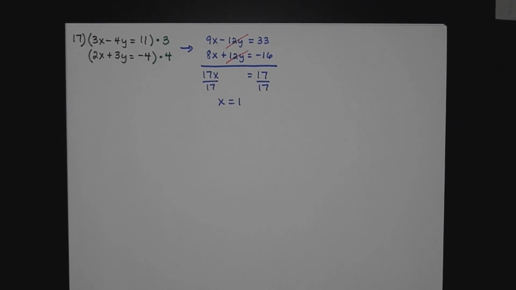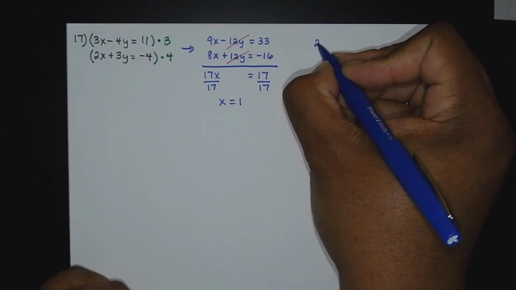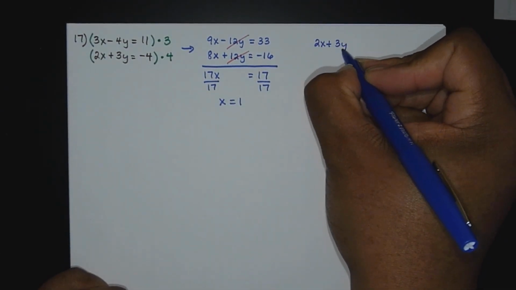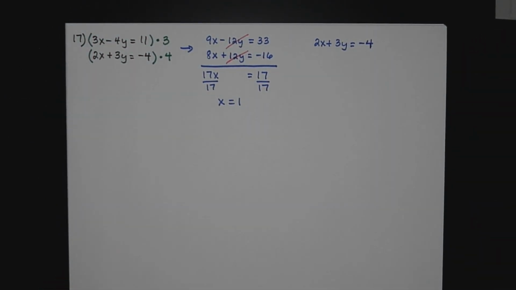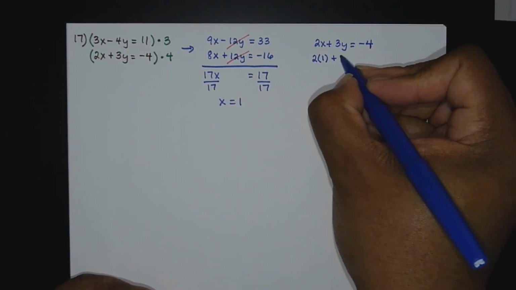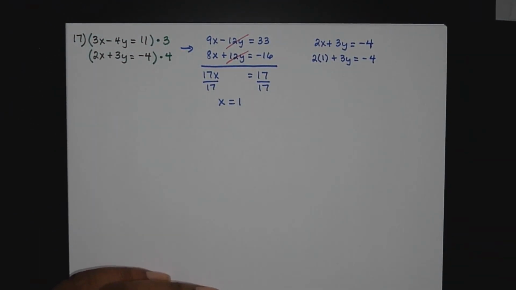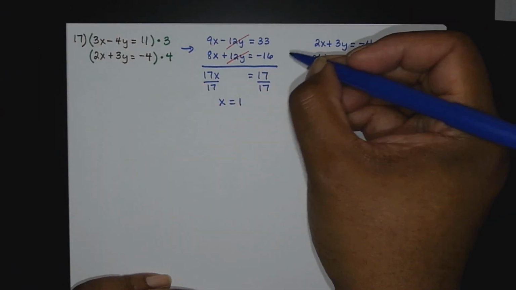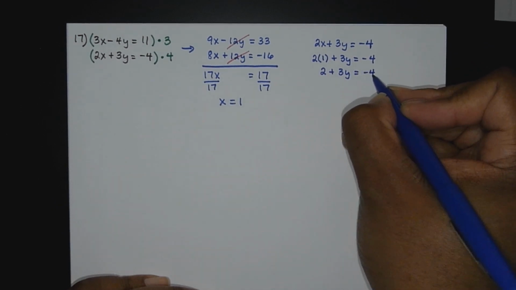But that's half of it. Now we need to find out what y is. We could use either the first equation or the second equation and substitute the x with 1. So let's see, if I use that second equation of 2x plus 3y equals negative 4, and then replace the x with 1. So it'll be 2 times x, which is 1, plus 3y is equal to negative 4. So here 2 times 1 will be 2, plus 3y equals negative 4.